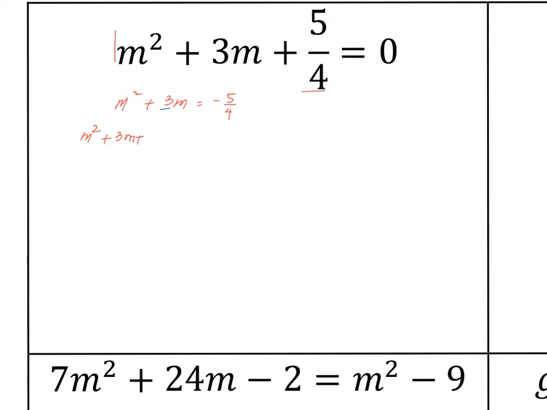Now, I need to take 3 and divide that by 2. So that would be 3 over 2. And then I'm going to square it and add it to m squared plus 3m. Now to balance this quadratic equation, I need to add 3 over 2 squared on the right-hand side as well. In the next step, I can write this perfect square trinomial as m plus 3 over 2 squared. And I can simplify the right-hand side.